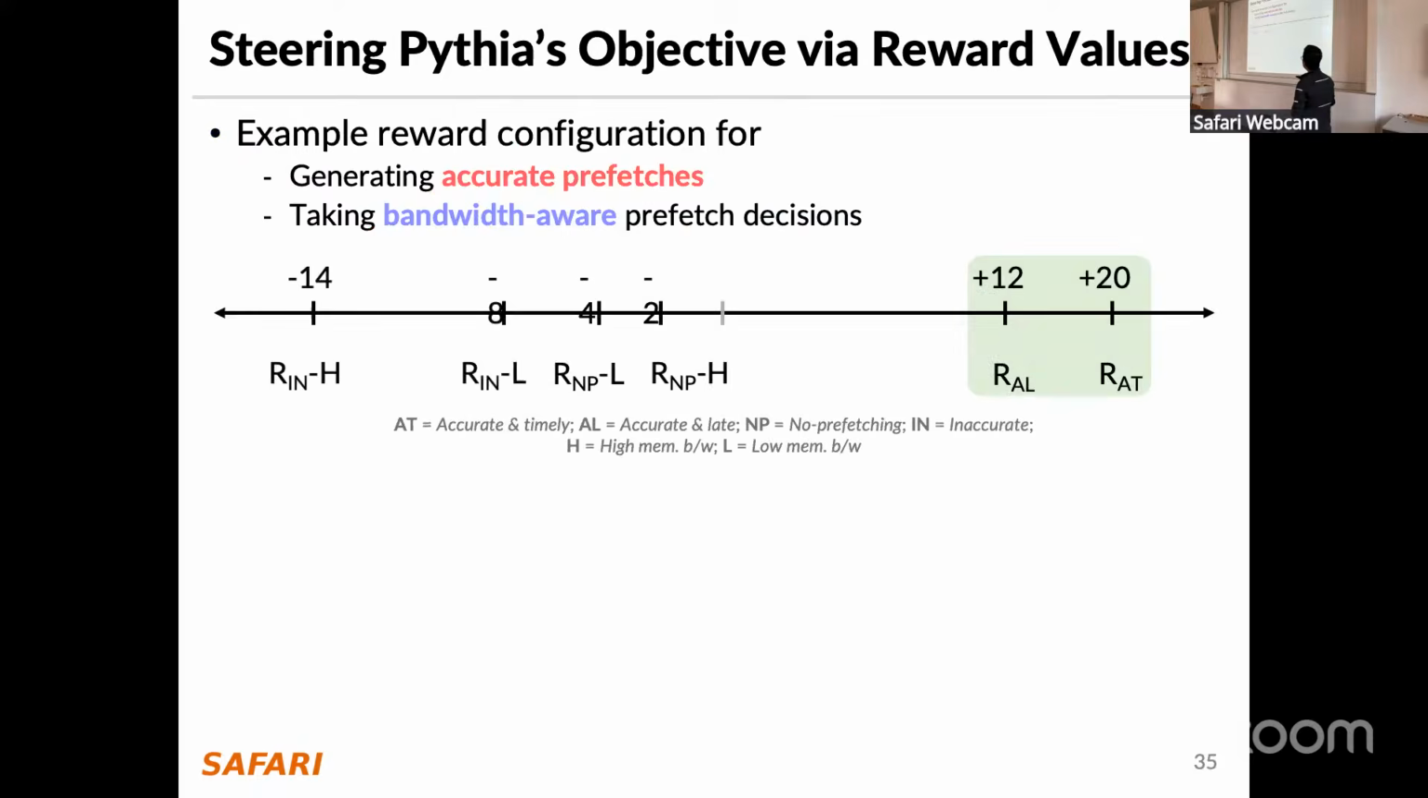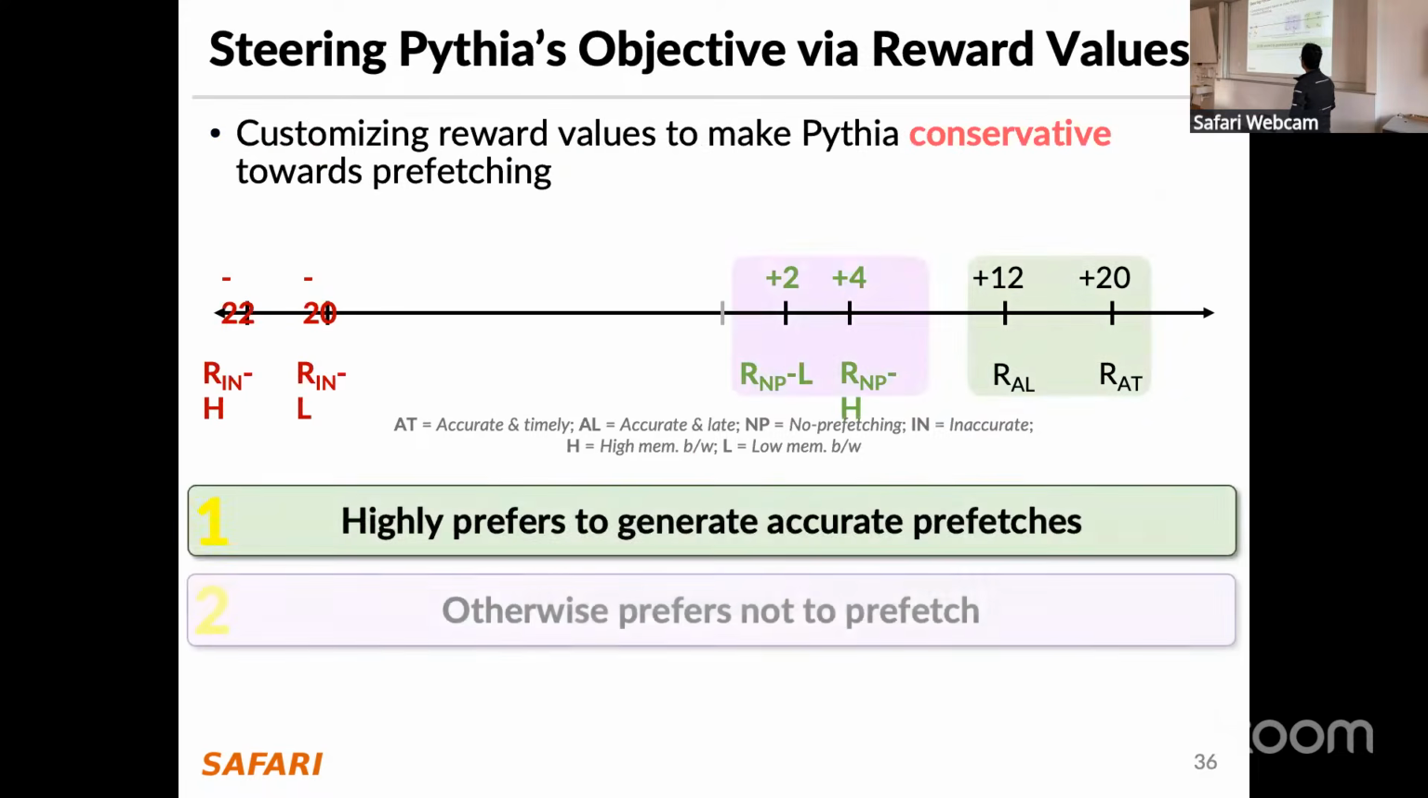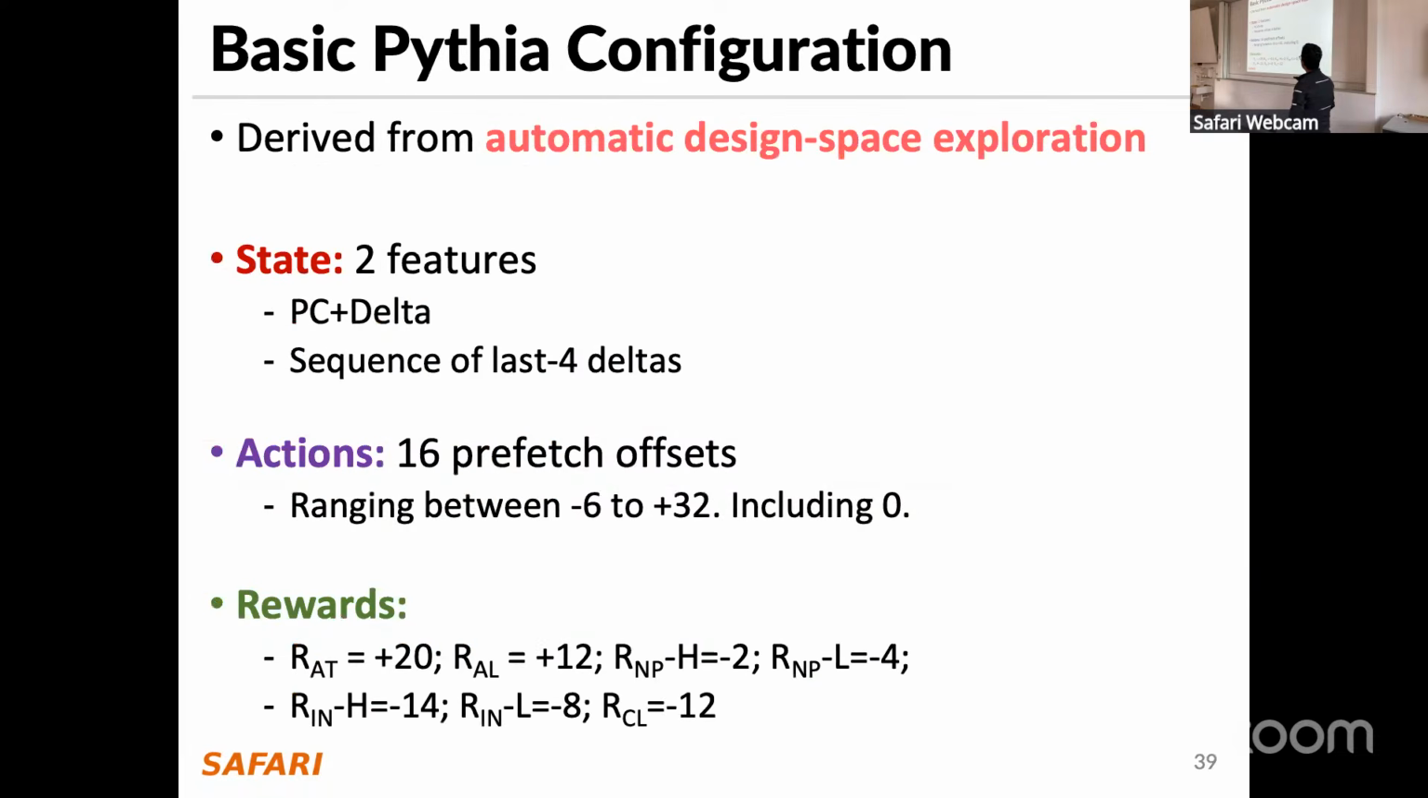I'm going to skip through these 2 slides because that's going into too much detail. These are the configurations that we finally ended up with in the prefetcher, Pythia. Pythia is comprised of 2 features and 16 prefetch actions, which have been pruned down. Out of these 16 actions, you have negative deltas, positive deltas, and 0 is also a valid action. And these are the reward hyperparameters that we ended up with.